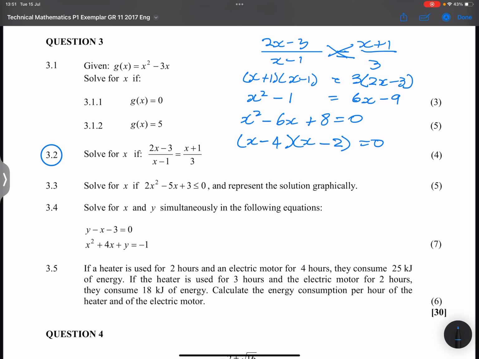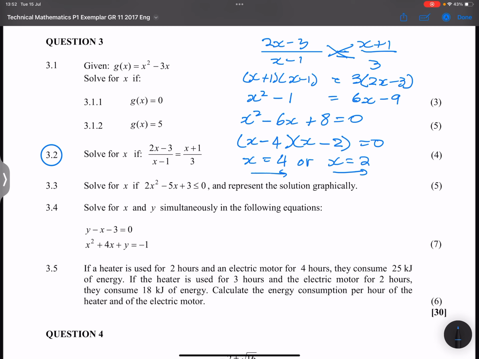And because our middle term is negative, it means both of the signs are negative inside the brackets. Right, please, if you haven't mastered factorization, it would help you quite a lot to go and watch the video on factorization. Ladies and gents, our answer is x minus 4 as well as x minus 2.